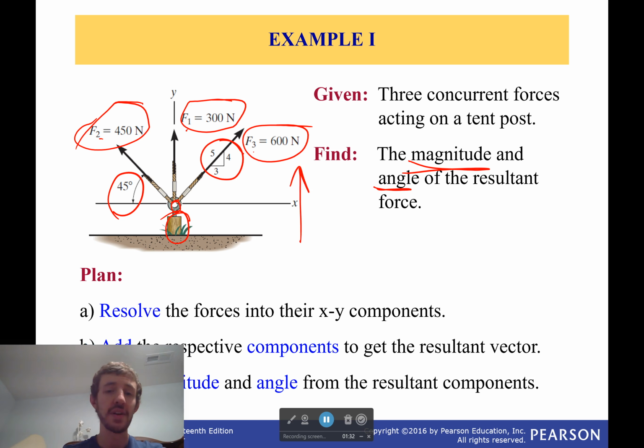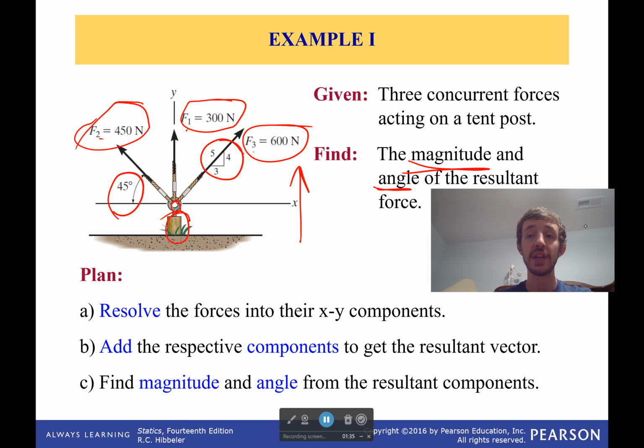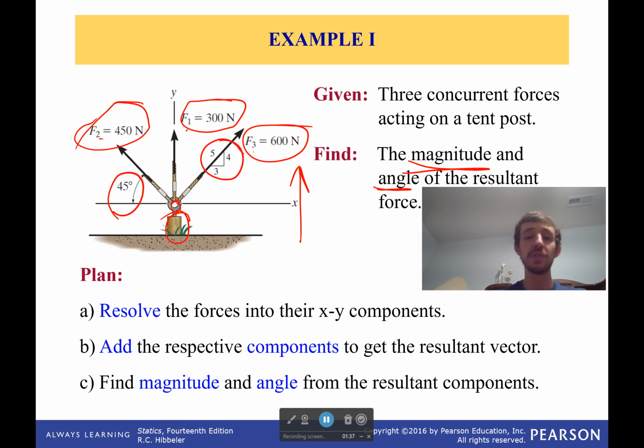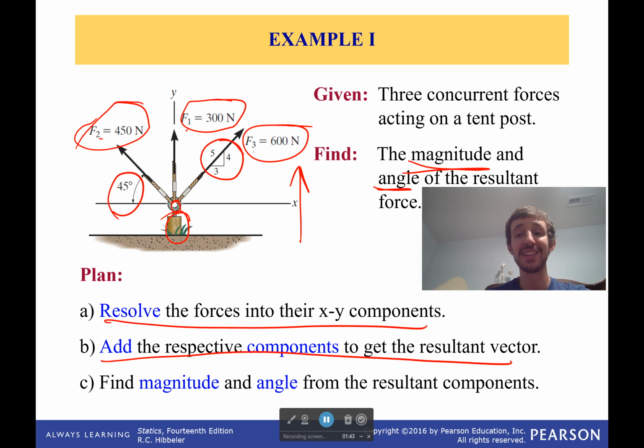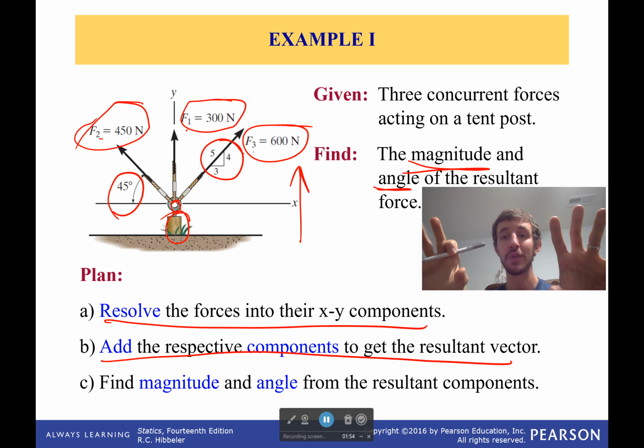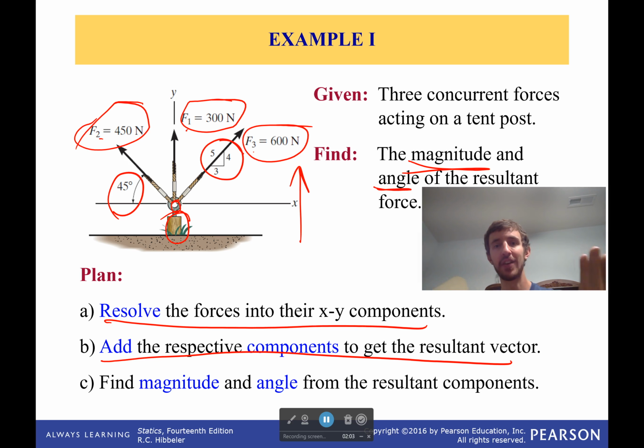Okay, so how are we going to solve this? First, we're going to solve the issue of getting my head out of the way. 1, resolve the forces into their x and y components. 2, add all those components together. The i components and the j components, or the x components and the y components. Add them all together. Keep those separate though. So all the x components in one section, all the y components in another. And then we're going to find the magnitude and angle using Pythagorean Theorem and inverse tan. Okay, so I pretty much told you exactly how to solve the problem.